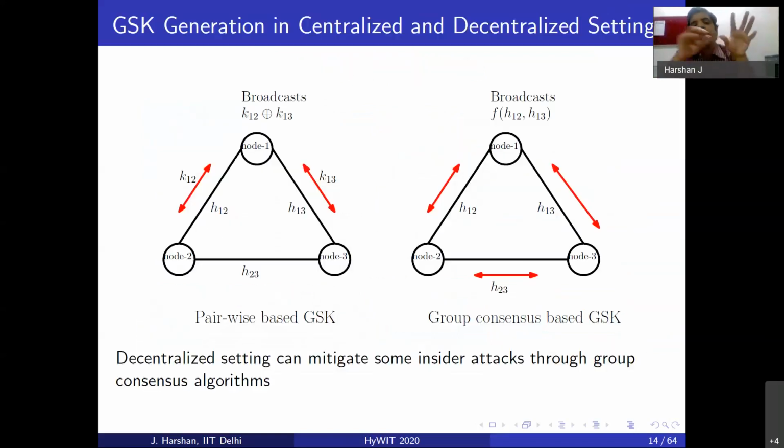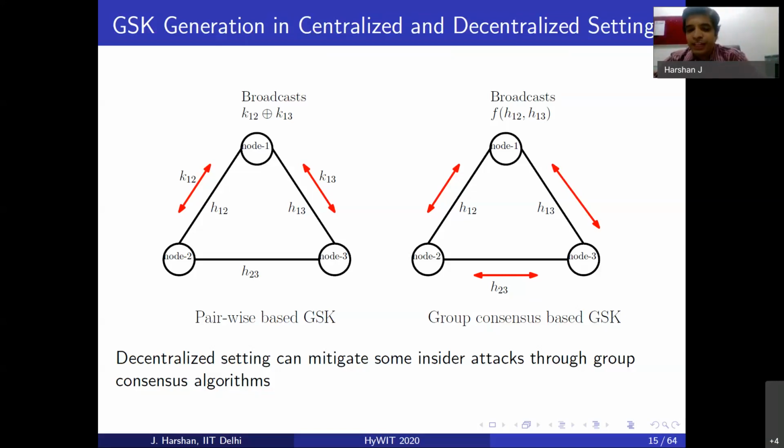Now, to give you an idea of the challenges of group secret key generation and what exactly it is, I'm going to take a look at this toy case. This is the curious case of a very simple 3-node network. So I have two figures here. Let's focus on the left one to start with. Broadly, we can classify group secret key generation into two types. I'm going to call one of them pairwise based GSK and the other one group consensus based GSK. So I'm going to talk about the pairwise based GSK first.